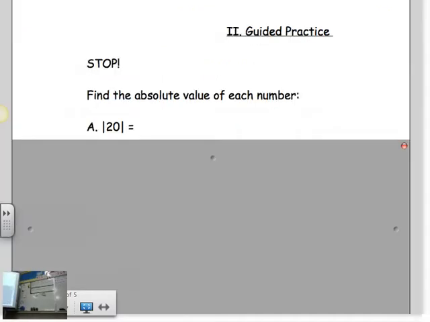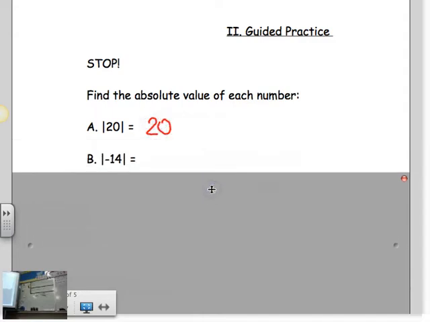Let's look at some examples without the number line. So if I want to find the absolute value of 20, I know 20 is 20 spots away from 0, and it's positive 20. If I want to find the absolute value of -14, I know the absolute value of a negative number is going to be positive, and -14 is 14 spots away from 0.